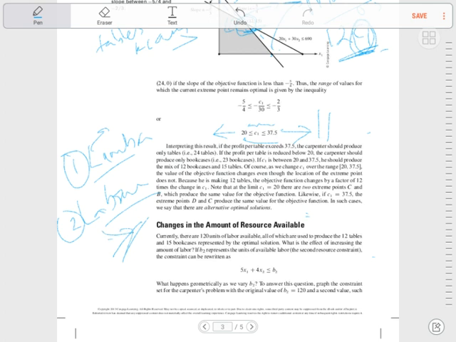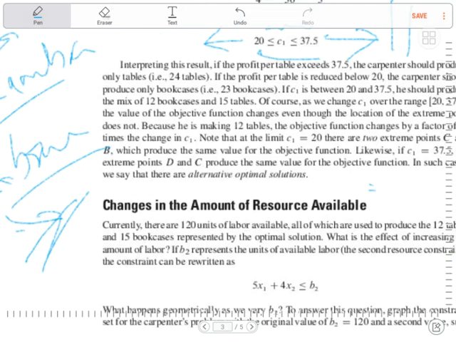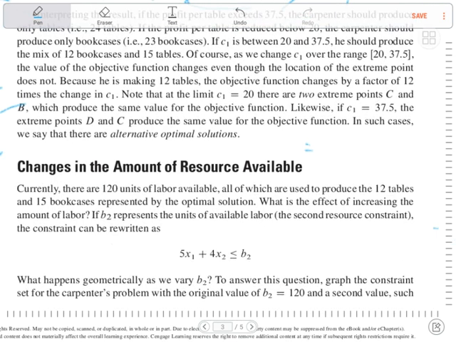Here we are taking a specific example: there are 120 units of labor available currently. That means in the problem we solved in the last chapter, there were 120 units of labor available, all of which were used to produce 12 tables and 15 bookcases. As the maximum was occurring at 12-15, the optimal profit was obtained when the carpenter was making 12 tables and 15 bookcases. Now the question is, what is the effect of increasing the amount of labor?